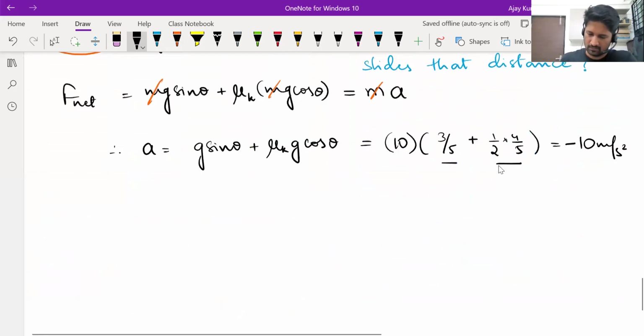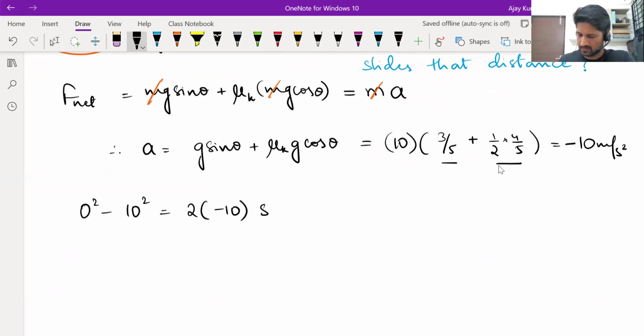So v square minus u square is 2as. Minus signs cancel. 10 by 2. It slides 5 meters before stopping.